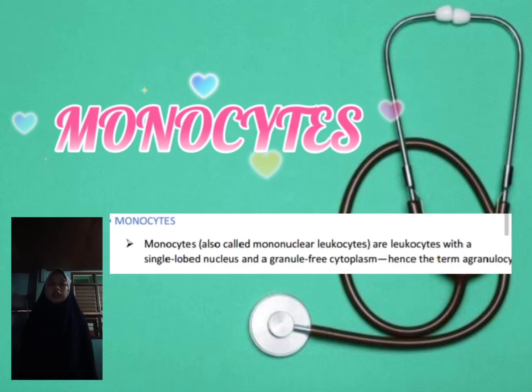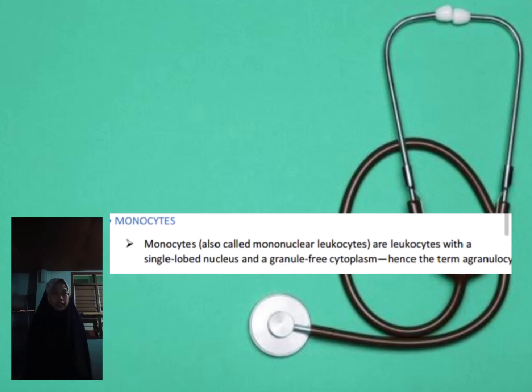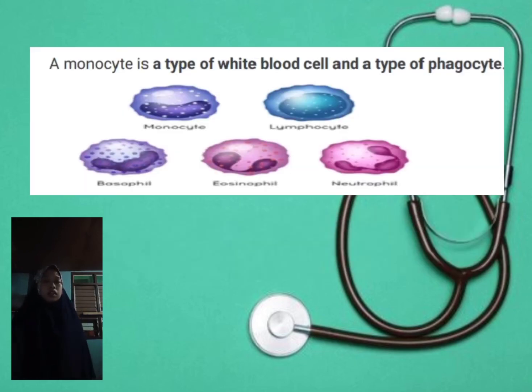Monocytes. The monocytes, also called the mononuclear leukocyte. These are the leukocytes with a single lobed nucleus and granule-free cytoplasm, hence the term agranulocyte. In normal adult blood, monocytes account for approximately 5% of the total leukocytes. Monocytes are the largest of the leukocytes. A monocyte is a type of white blood cell and a type of phagocyte.